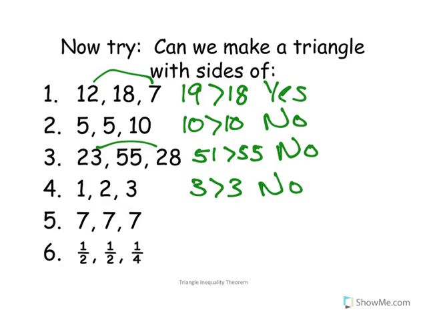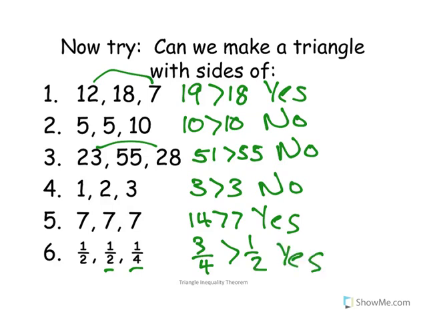And this is equilateral, so 7 plus 7 is 14, which is greater than 7. But again, once we realize that it's equilateral, that would be a yes. And a half plus a fourth is 3/4, which is greater than half. So this one also we would be able to say yes.